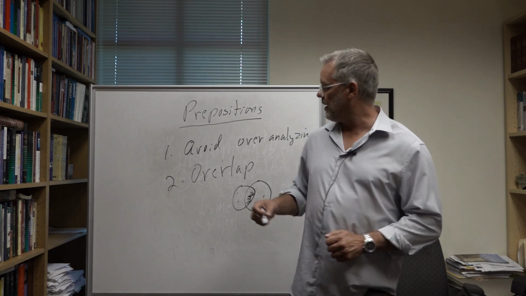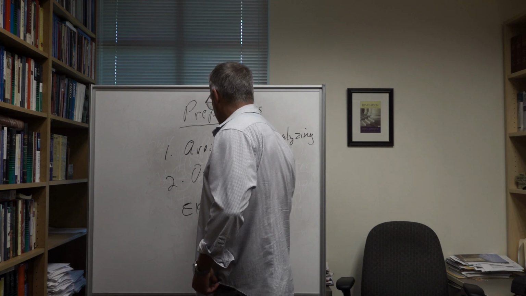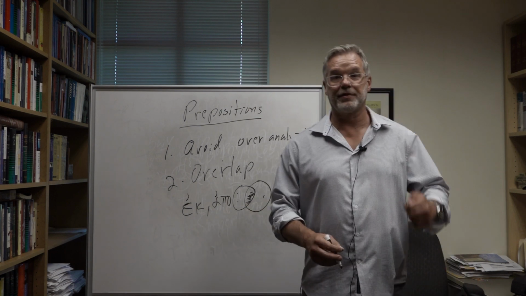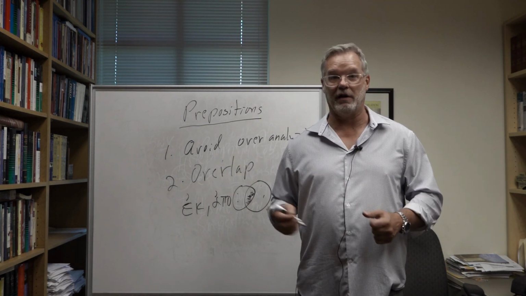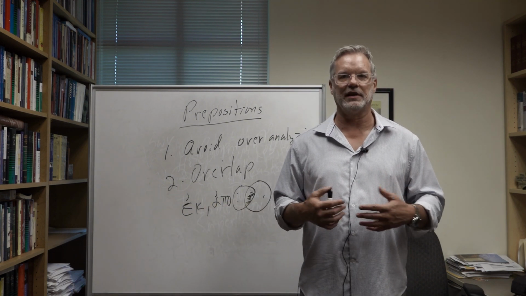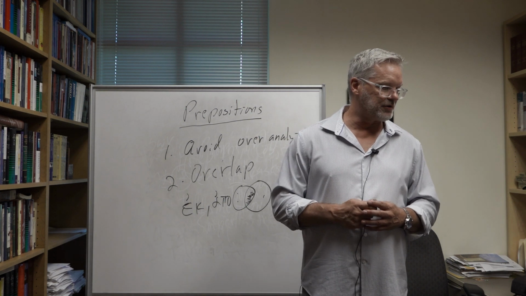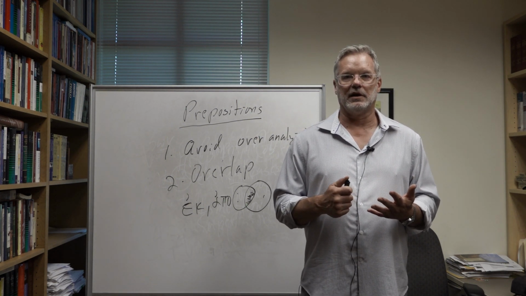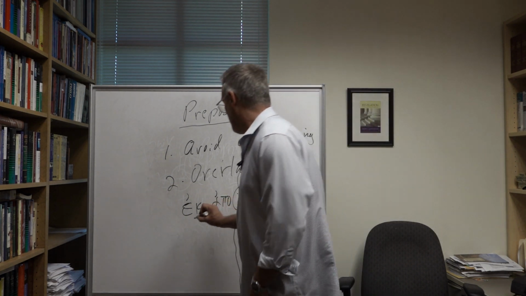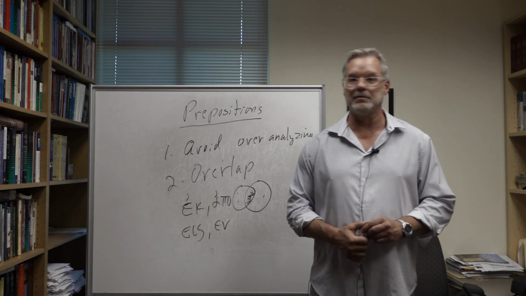So for example, a couple of examples of prepositions that may overlap is ek and apo. Both often can mean out of or movement out of. And sometimes, depending on how you translate them, there may be context in which ek and apo are used synonymously. And you probably will not make a big distinction between them. Another one would be eis and en. Sometimes the same thing.